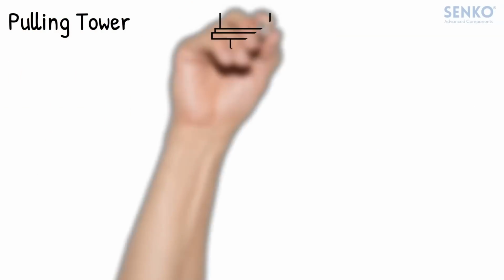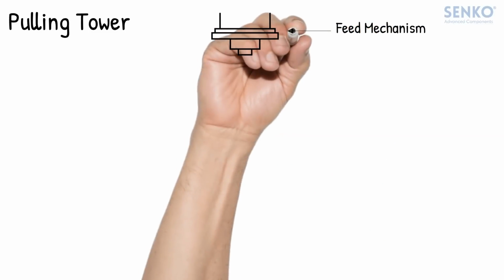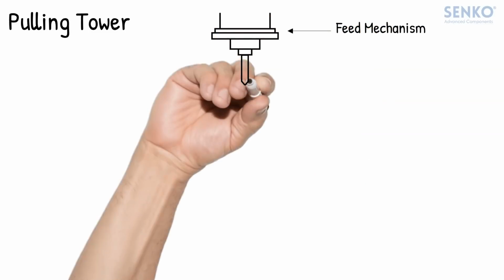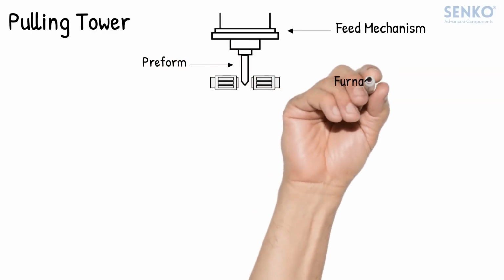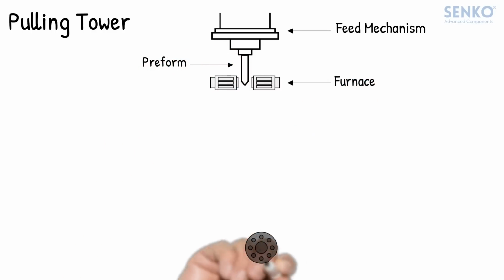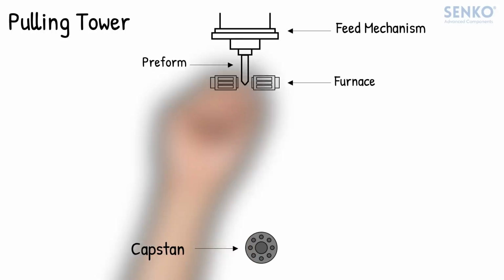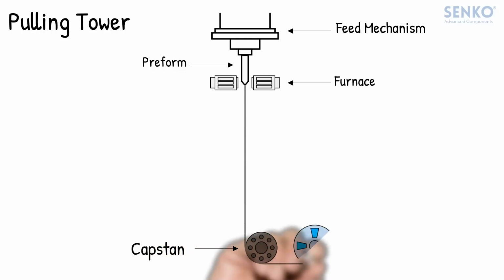A fiber preform is a rod of pure glass with a refractive index identical to that of the desired fiber. The fiber preform is then mounted at the top of a pulling tower, which feeds it through a furnace that heats the bottom of the preform until it starts to melt. The melted fiber preform then drops with the help of gravity down to a capstan, where a constant tension can be applied on the optical fiber.